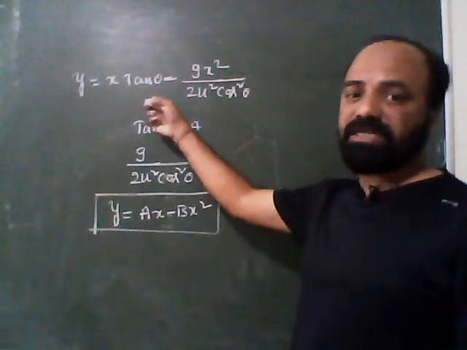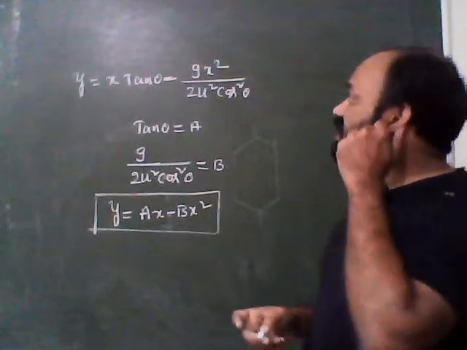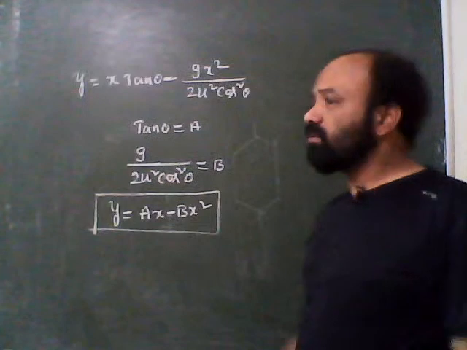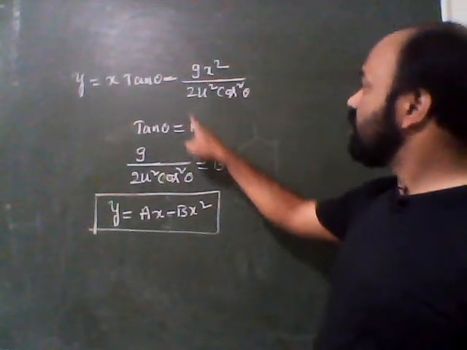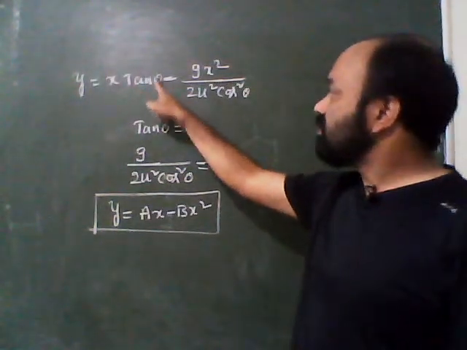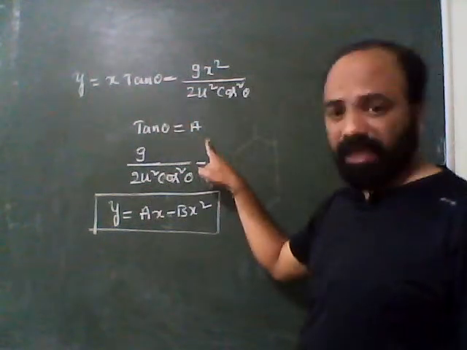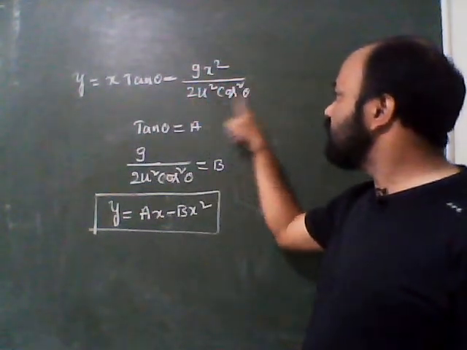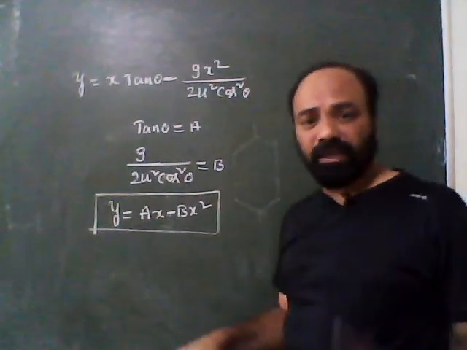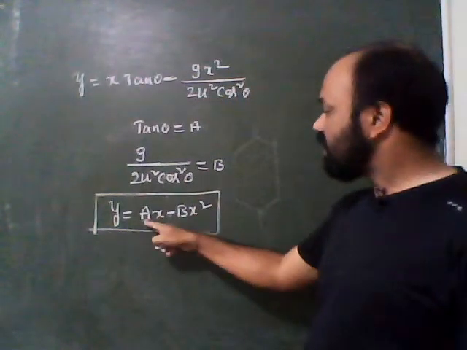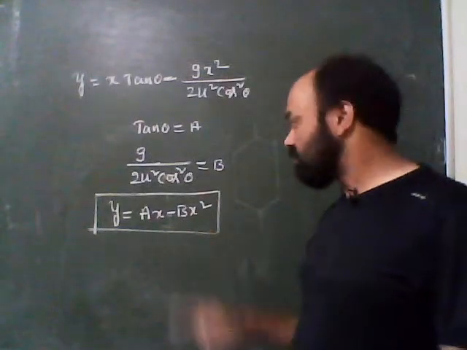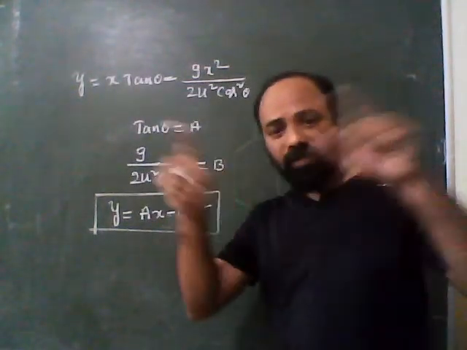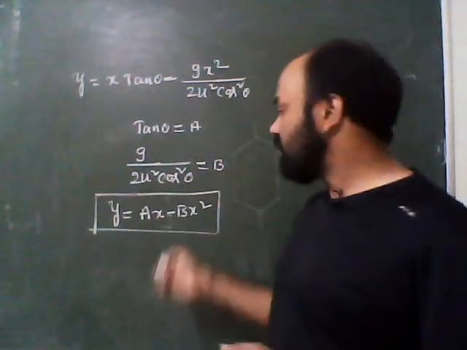y equals x tan theta minus g x square by 2 u square cos square theta. The tan theta term we take as A, and the term g by 2 u square cos square theta we take as B. Then it becomes y equals ax minus bx square. This is called the equation of a parabola. That's why the path followed by the projectile is called a parabola.